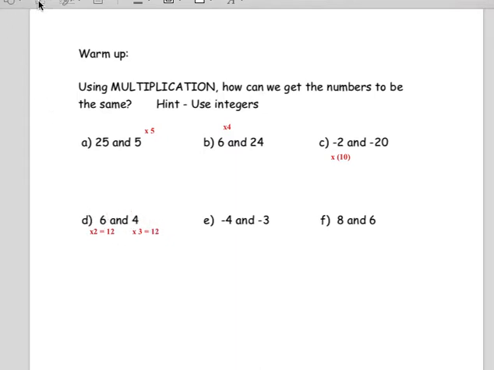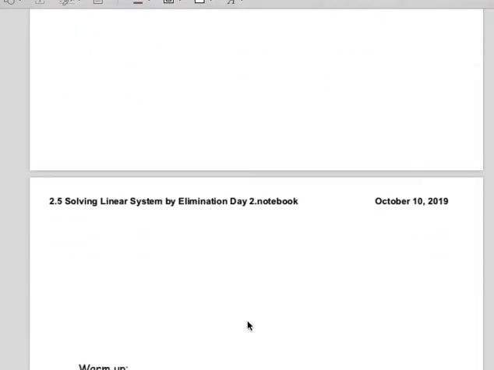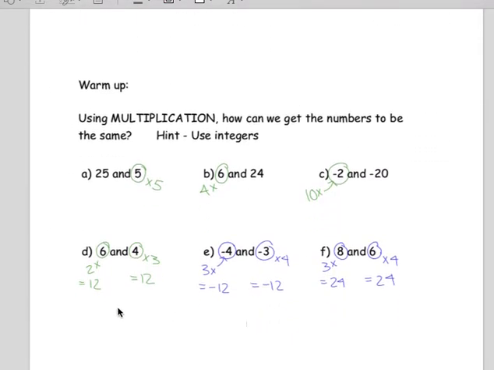So again, we could have done it with 6 times 4, which is going to give us 24. So we're just going to be working with bigger numbers. And this side would be 4 times 6. It's still going to give us 24. Okay, so we can figure this out. Let's go see if we got those right. We most certainly did.